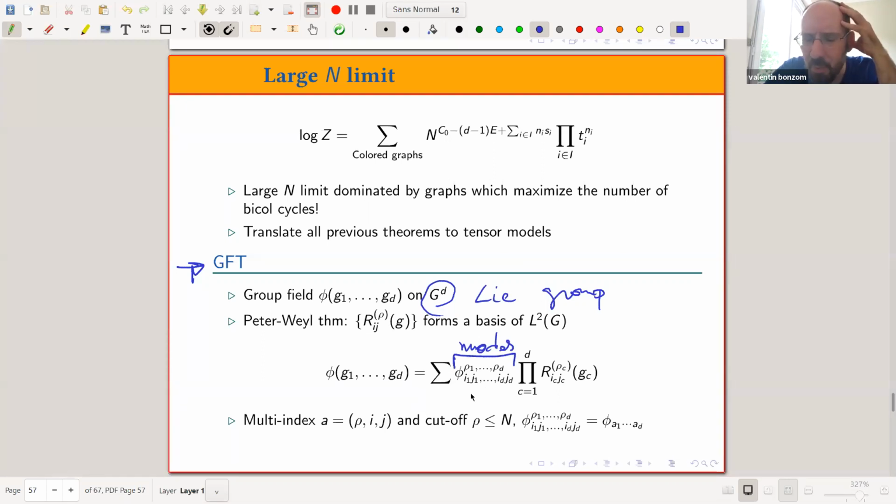So is it like the framework that I just described? Well, it certainly looks a bit that way if you rewrite things a little bit. You say a triple of representation rho and matrix elements i, j in this representation, you say that's a multi-index A, just a notation for this triple of indices. And you add a cutoff to the number of representations, and that's basically your tensor. This object, corresponding to the modes of the field, gives you a tensor.